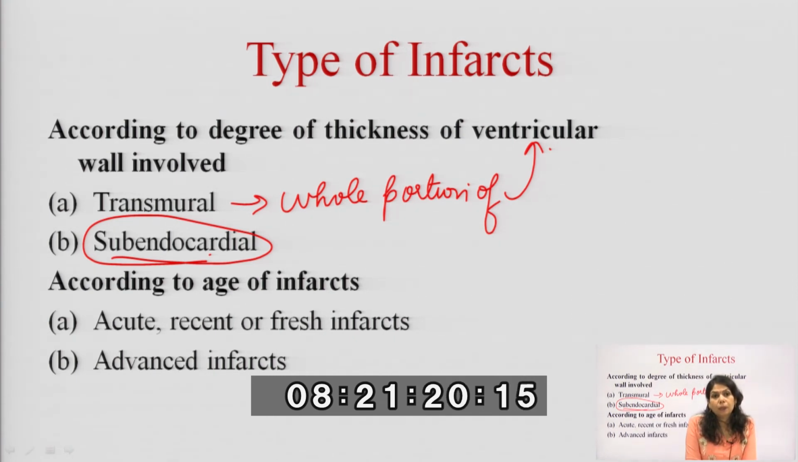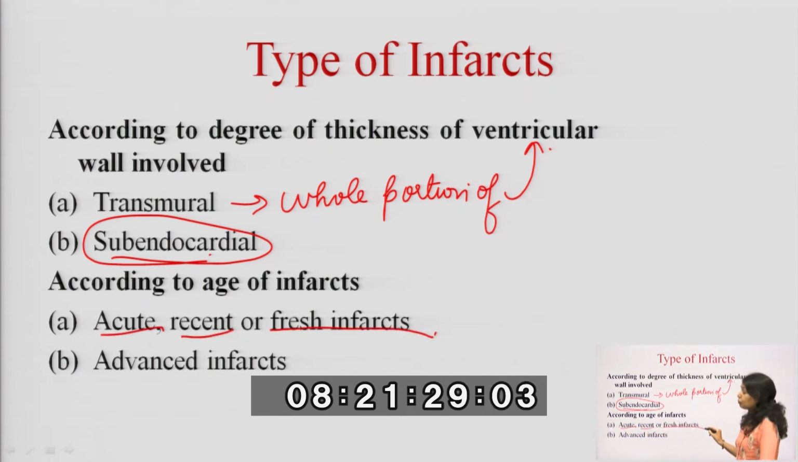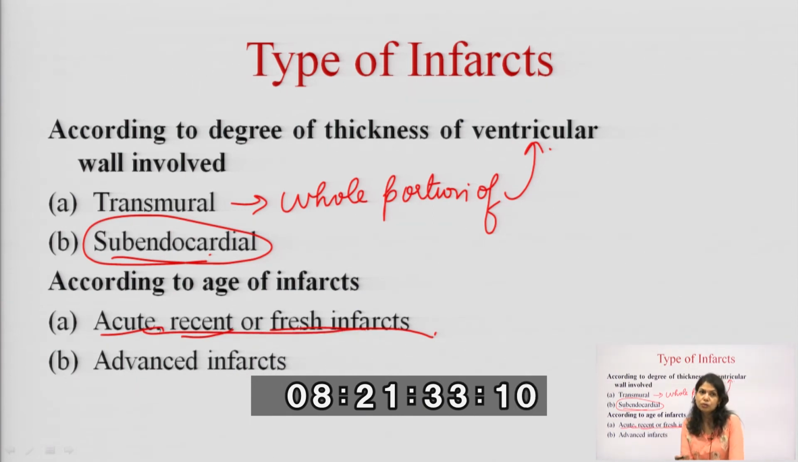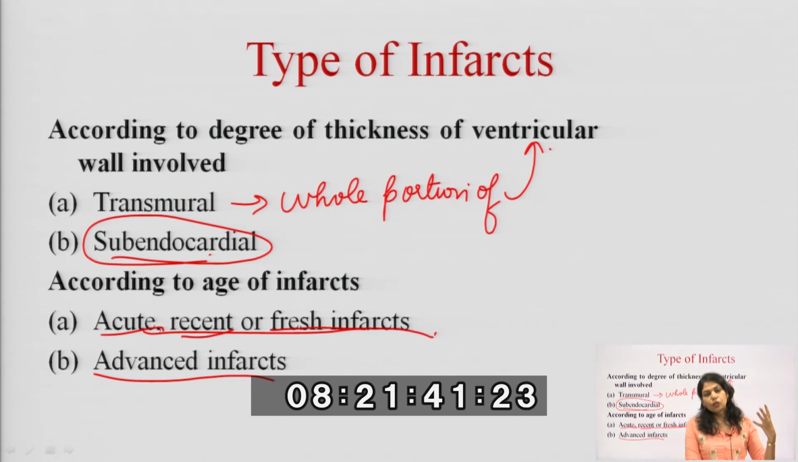Then according to the age of infarcts, there are acute, recent and fresh infarcts. Acute, recent and fresh means they have only just developed. Then there are advanced infarcts. Advanced infarcts are those that have accumulated over a very long duration of time. So, that is called advanced infarcts.